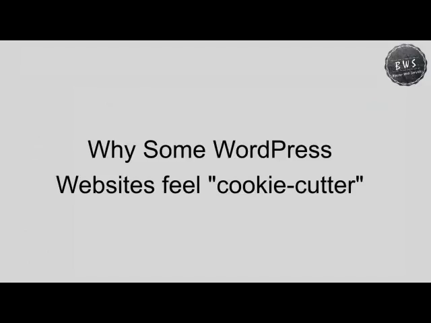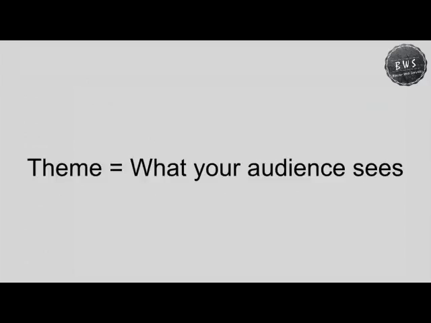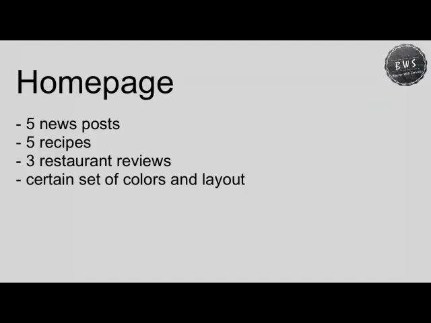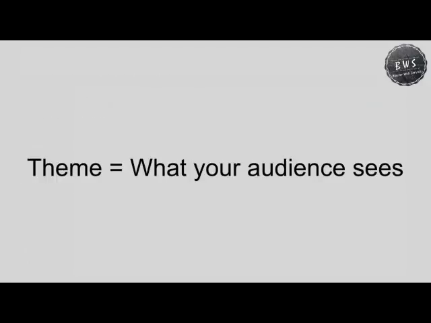The only reason some WordPress websites feel cookie cutter or maybe they look the same is because a certain theme has become very popular. A theme is what controls the public-facing portion of your website. It's what your audience sees. So again, you as the admin, you see the dashboard when you're editing your website, and the public sees what the theme outputs. So the theme says, okay, on the home page there should be 5 news posts, then there should be 5 recipes and 3 restaurant reviews, and it should use these colors and these background images, and this is how it should look and function. That's the role of the theme.